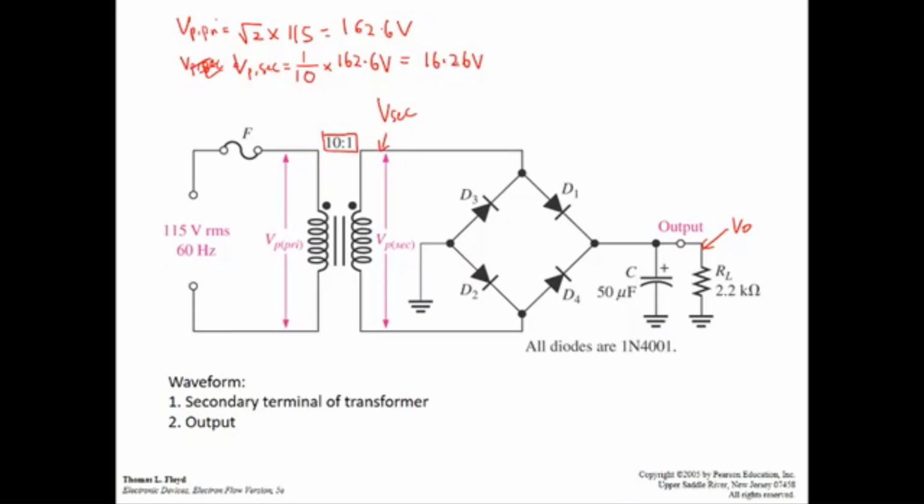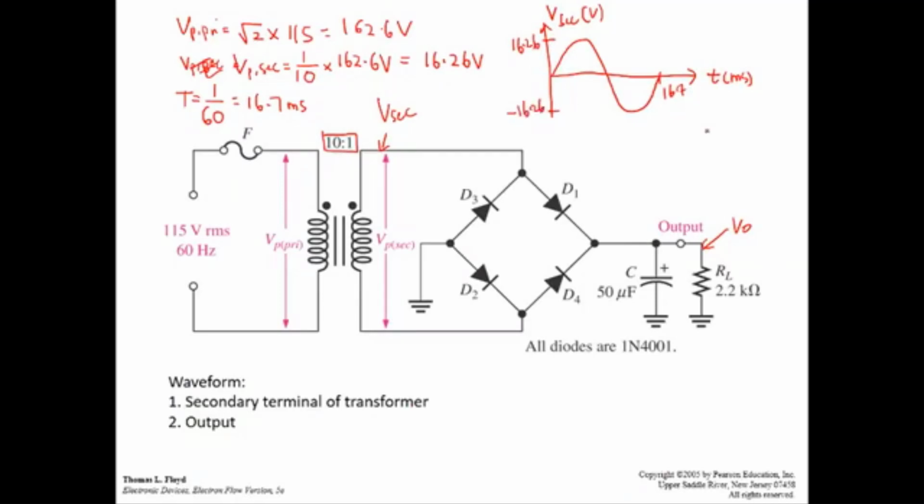So the important parameter for the voltage axis is already known. Next, in order to draw the graph, the x-axis is time, so you need to know the period. The period is 1/60, so this is 16.7 millisecond. So the first answer: this is T in milliseconds, this is V secondary voltage. The rough sketch will be something like this, 16.7, and this is 16.26 and minus 16.26. So this is the answer for number 1.